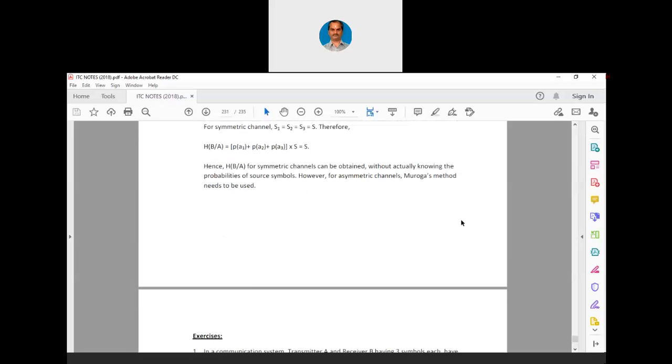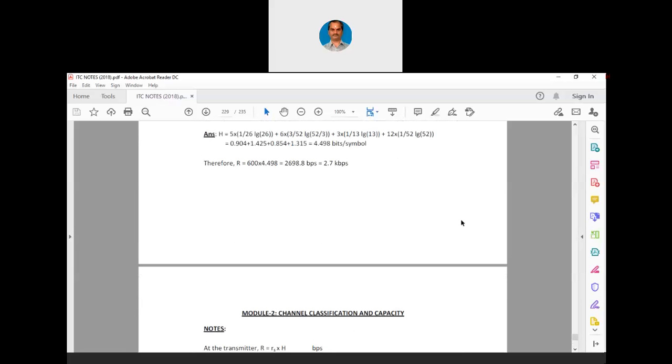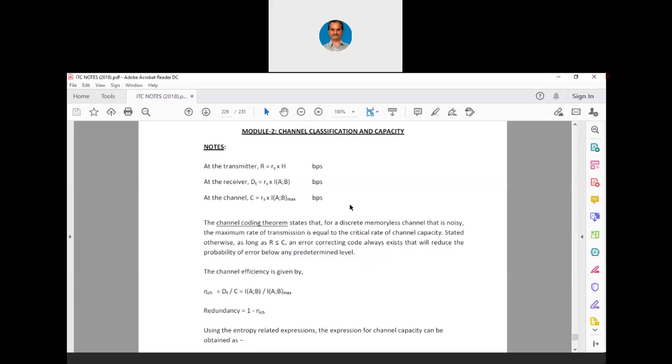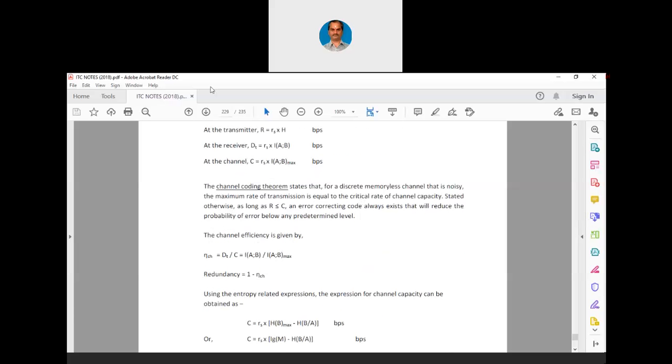Next, let me move on to module 3, even though it is here called module 2. Let me move on to module 3 now. This is channel classification and capacity. Now at the transmitter we have capital R equal to small rs into H, where small rs is the symbols per second and H is the average information content at the source, the average entropy.